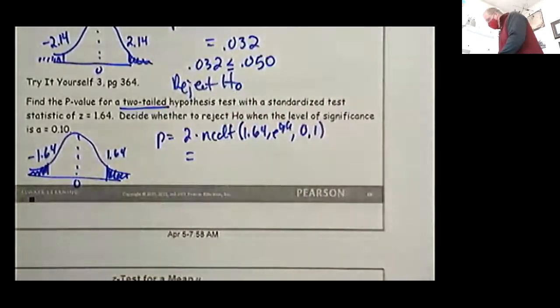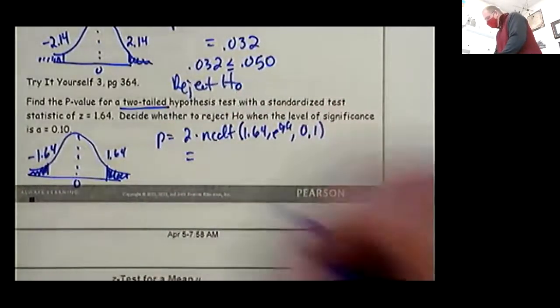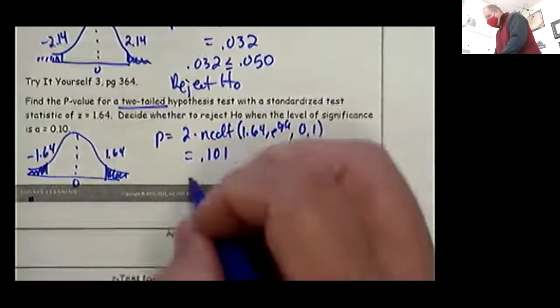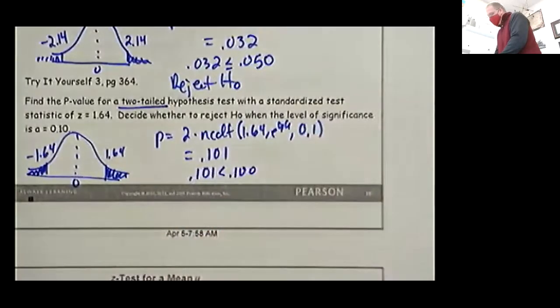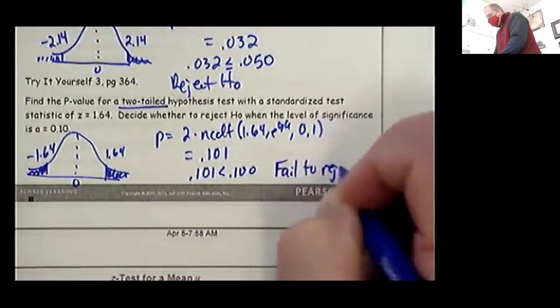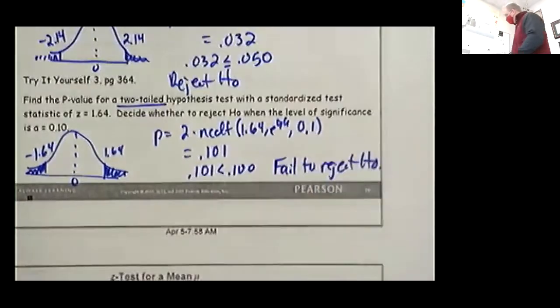And that value was 0.101. So we want to compare that with our alpha of 0.1. Is 0.101 less than 0.1? And it's not, so we're going to fail to reject the null hypothesis.